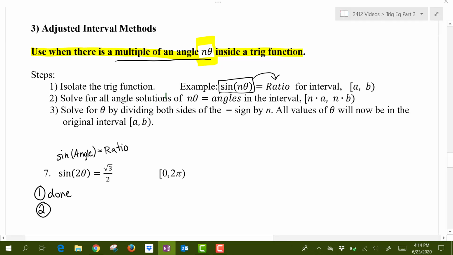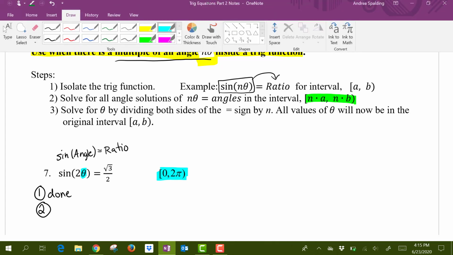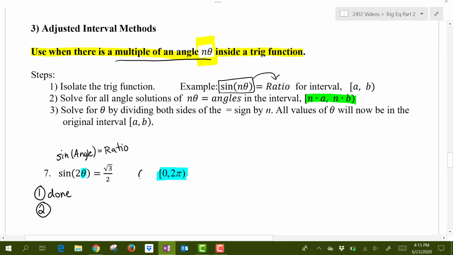Okay, let's look at step two. Step 2 says we're going to solve for all angle solutions of the multiple of the angle in an adjusted interval. Okay, so let's look at what we're solving and break some things down. First off, we're given sine of 2 theta. Remember, we're asked to solve for theta, and it is equal to the square root of 3 over 2. And we're given this interval. Something that's really important to understand about the interval is that this is the interval for which you're supposed to find solutions for theta. So we're asked to find all possible solutions for theta between 0 and 2 pi.